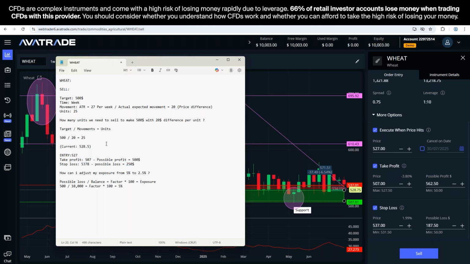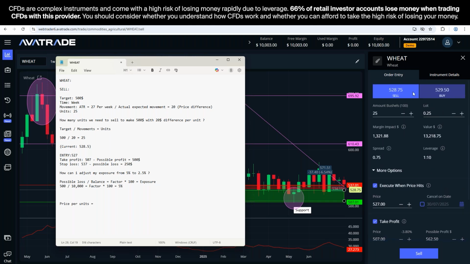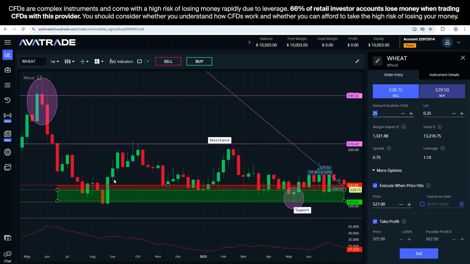The only thing left for us to do, guys, is to validate if we have the budget to open this position. Otherwise, all of what we did now doesn't mean anything. So how can we validate this? Very easily. There is something called price per unit, and for wheat it is 528. And there is the number of units, which equals 25, as we can all see.